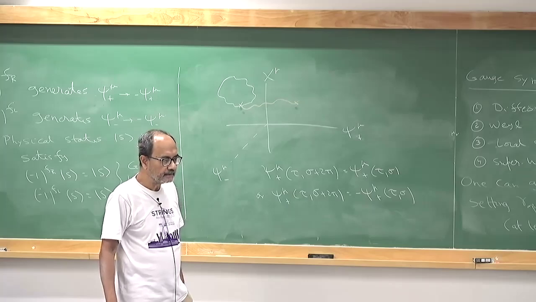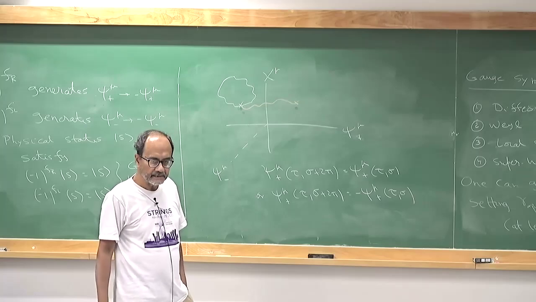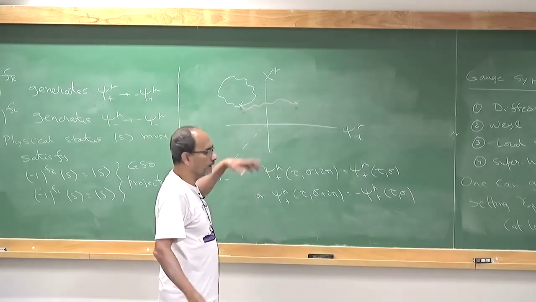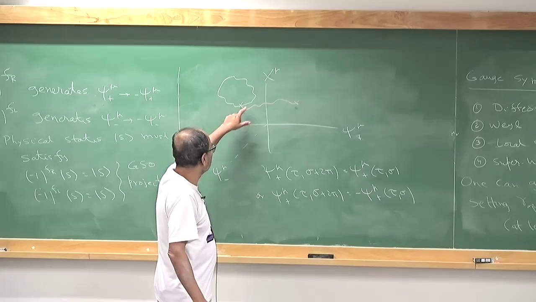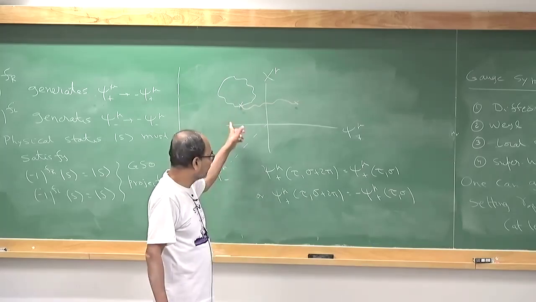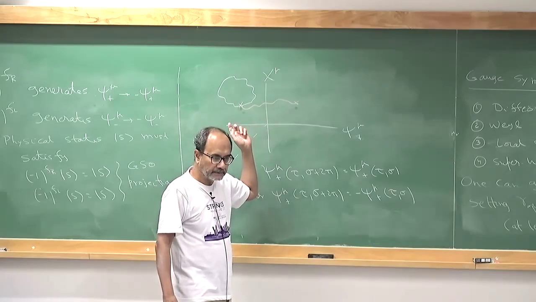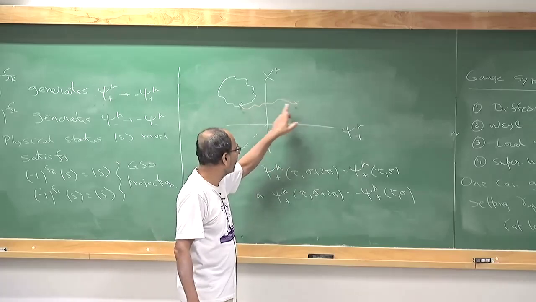Both are closed strings, right? One in the original space before quotienting was closed in the original space. The other one was not closed in the original space before quotienting, but it becomes closed after you identify these two points.